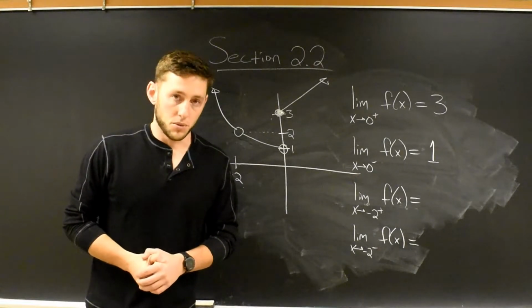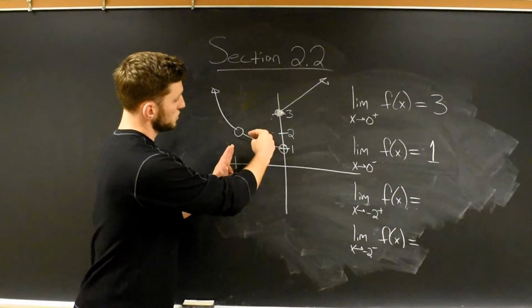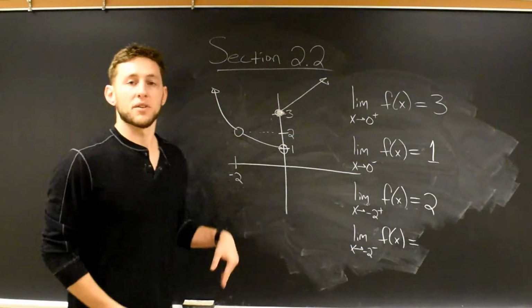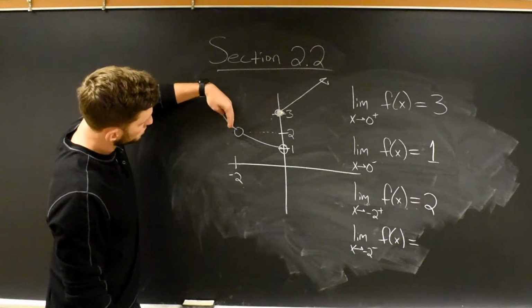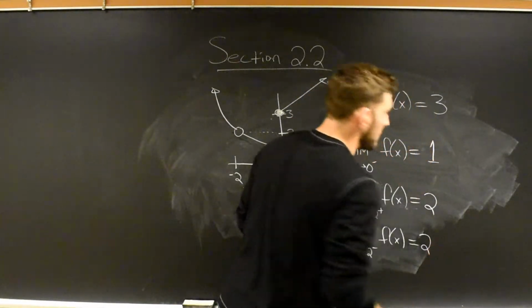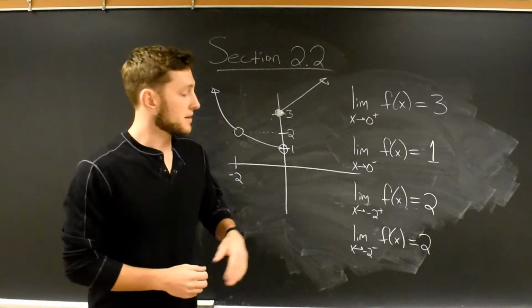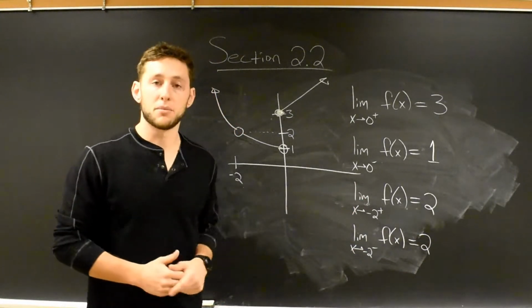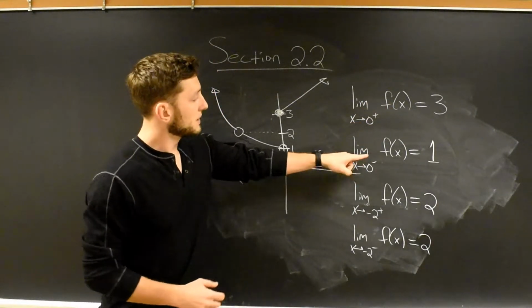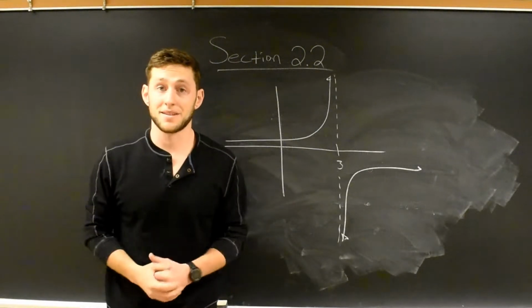Now, just to throw in two more, if we approach negative 2 from the right-hand side, I would get a y value of 2. And if I approach it from the left-hand side, I also get a y value of 2. I mentioned it a little bit ago, but this is why we can say the full limit exists, because the limit from the left equals the limit from the right. This is why this limit does not exist, because the limit from the left does not equal the limit from the right-hand side. Here's an example for you.